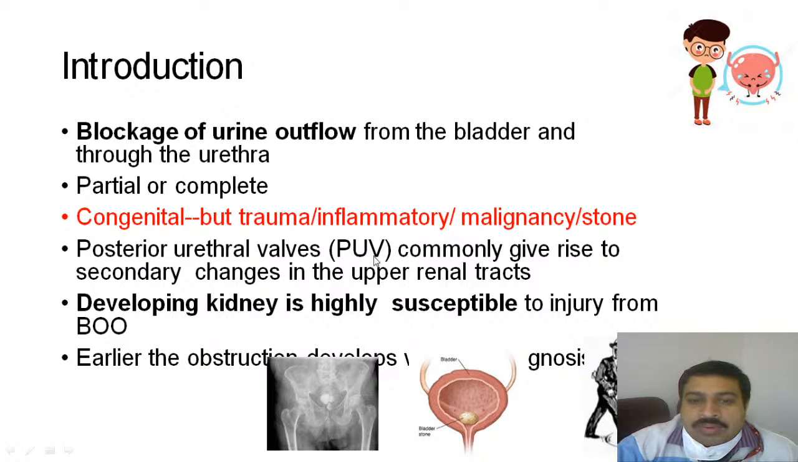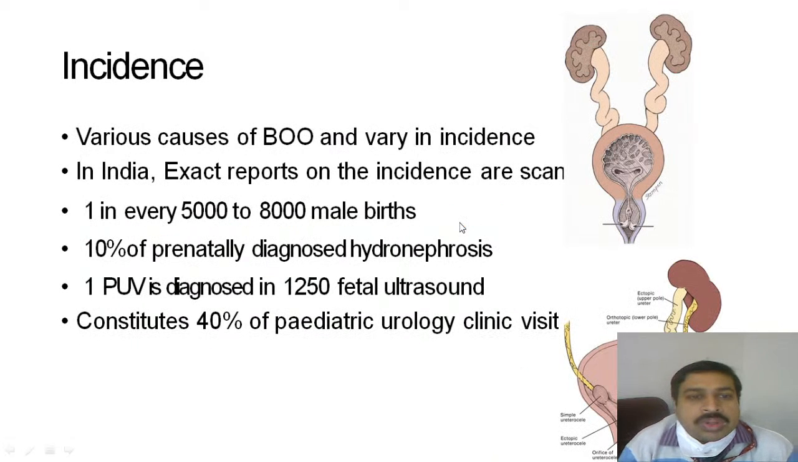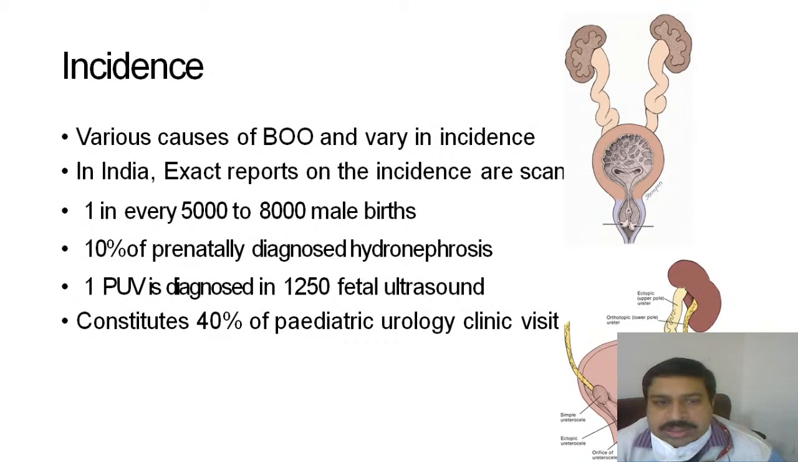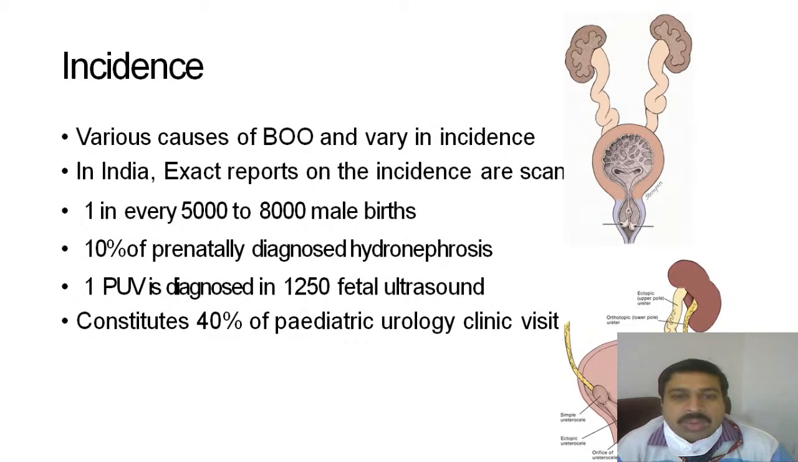However, in posterior urethral valve, since it has some effect on the developing kidney, even after the urethral valve is taken care of, it may have produced irreversible damage on the growing kidneys. So with that in mind, let's see how this congenital form of bladder outlet obstruction manifests, and what the epidemiology is.